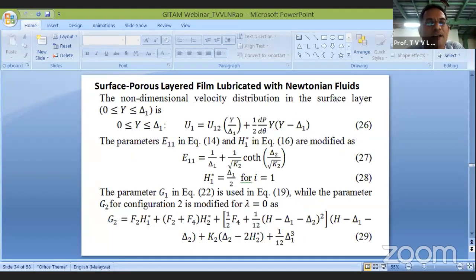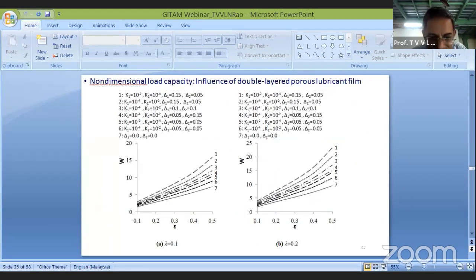So again, when we come back to the surface porous layered configuration, we have some changes in the governing equation. The Brinkman term will go, and then we get the normal Newtonian equations, and the rest remains the same. Then we do the analysis, and we have highlighted the parameters that are different from the earlier analysis, and that's how we have written it down.